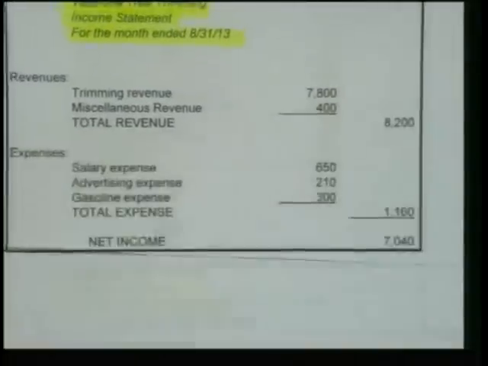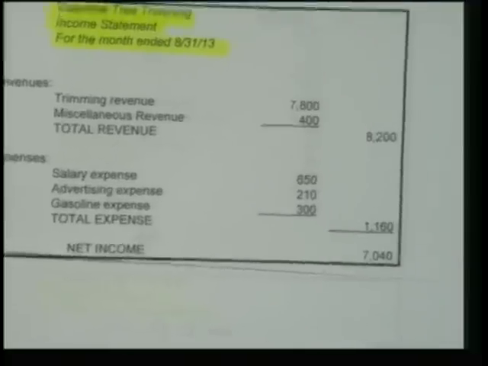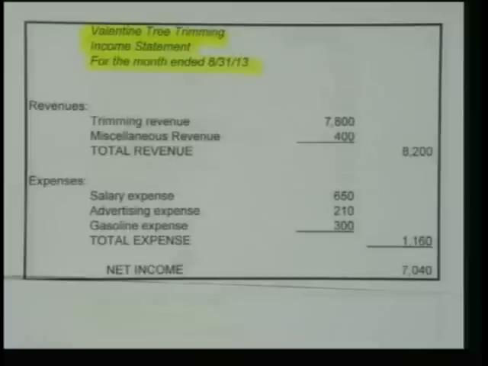Okay, a couple people asked some good questions about this as they were working on it, and I'll answer those. But first, let's just look at the income statement, and you can do the rest for homework, okay? Here's the income statement. Can you guys see that all right? You've got your revenues minus your expenses equals a net income of $7,040, right?